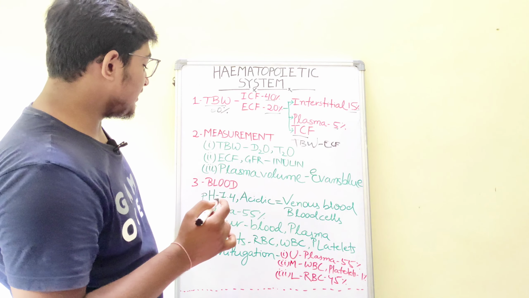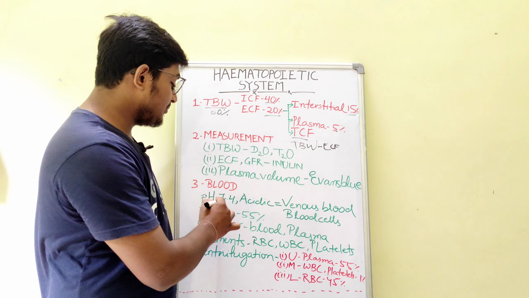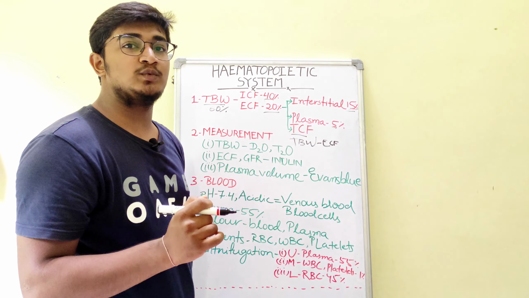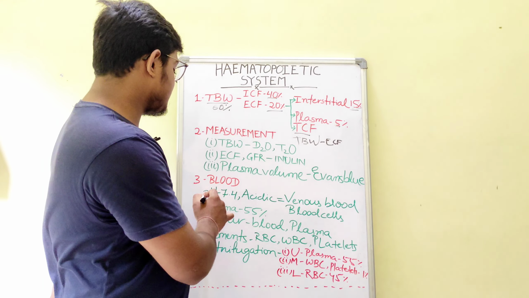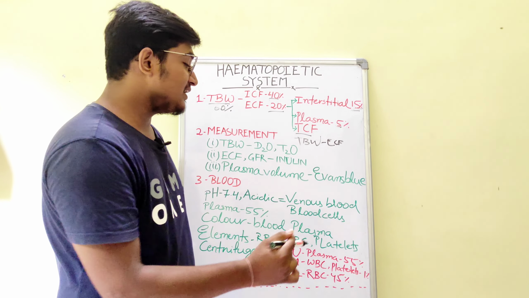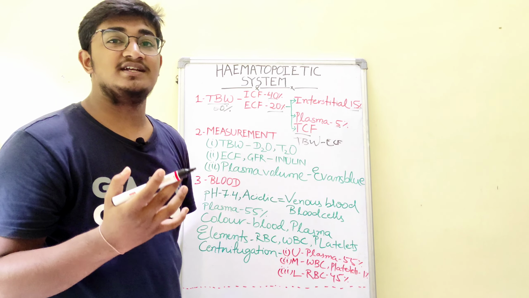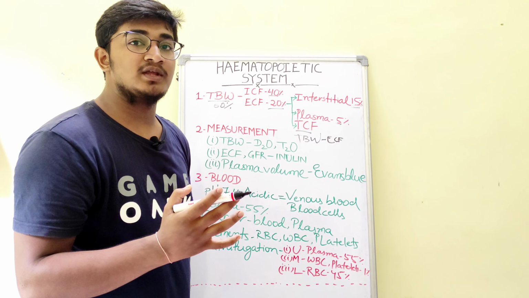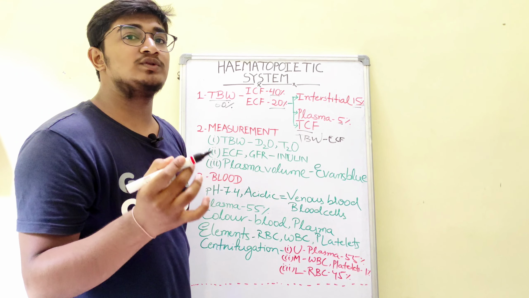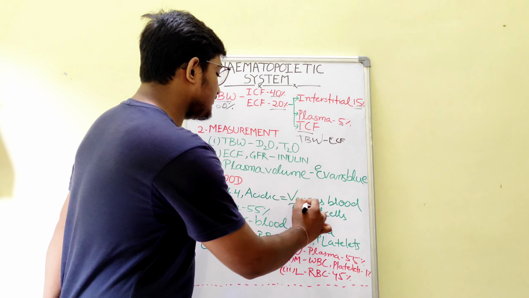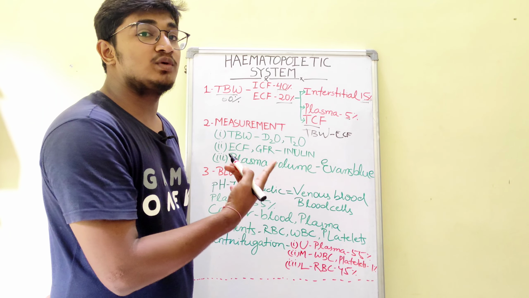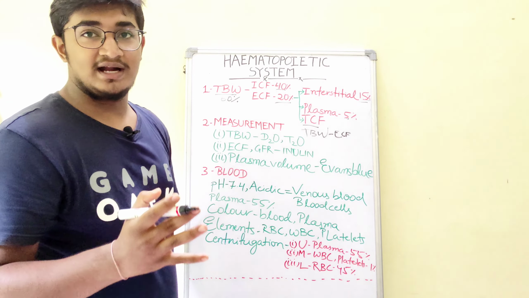Okay, so our next topic is the blood. The blood has a pH of 7.4. Blood is a fluid connective tissue present within our system. The acidic component of blood is the venous blood. Venous blood is acidic because of the presence of CO2. As we respire, the CO2 is transported within our blood, so the venous blood contains the maximum portion of CO2, and it is more acidic in comparison to arterial blood.